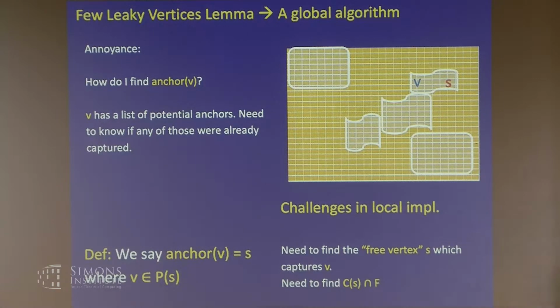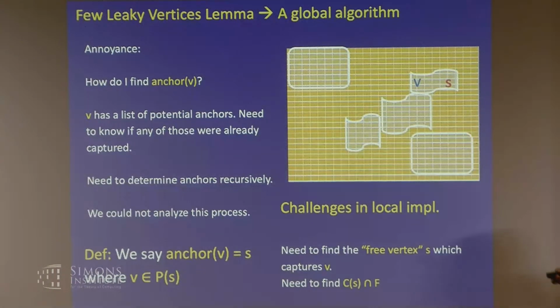This suggests there could be a recursive approach: when the algorithm was trying to capture V, at that instant of time, was a potential anchor already captured? And this recursive approach, we could not take it to its completion. We were not able to make this approach work. So we tried something different. What we tried instead was to change the global algorithm, and the change was to allow dead men to tell tales.